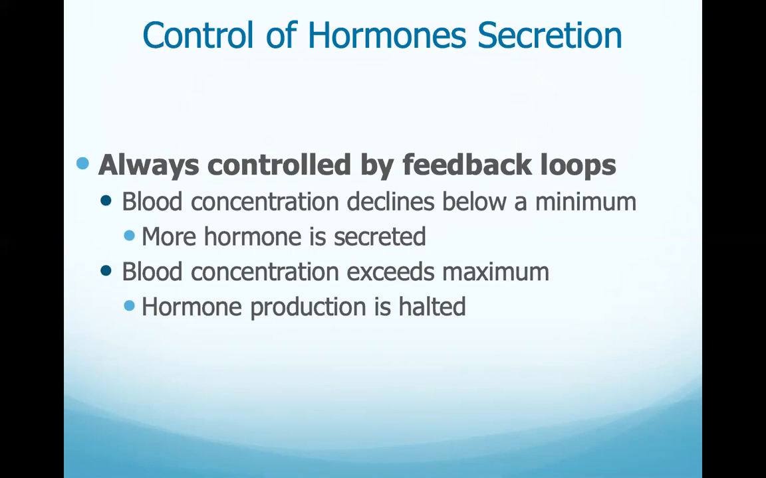So if it notices, for instance, the blood concentration of a specific hormone is low, then it stimulates the secretion of that hormone. And if your body notices that the level of the hormone exceeds what is acceptable in terms of maximum range, then the production of that hormone is halted until the level is back to normal.